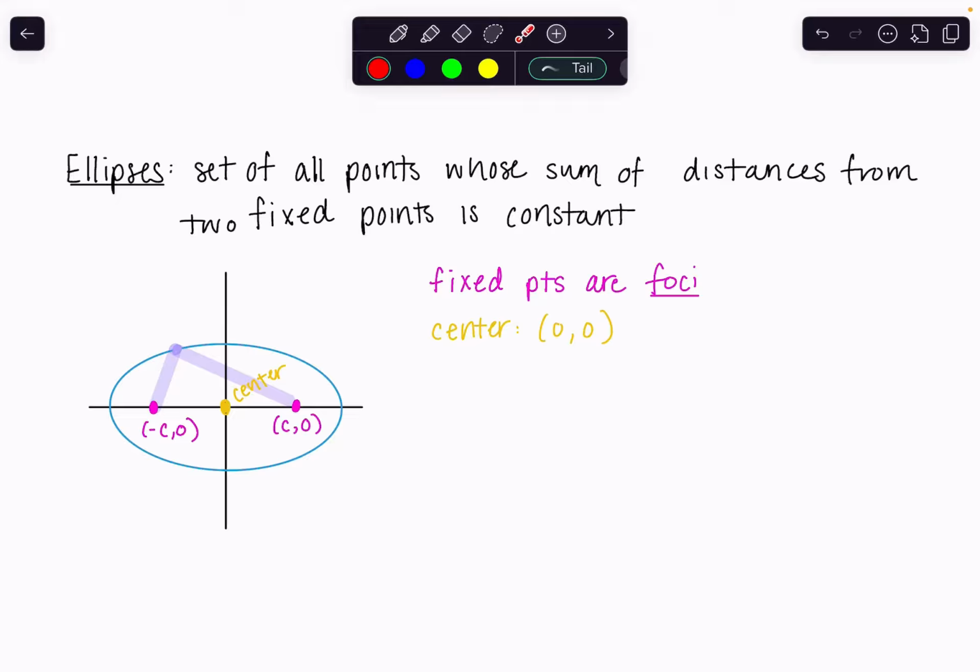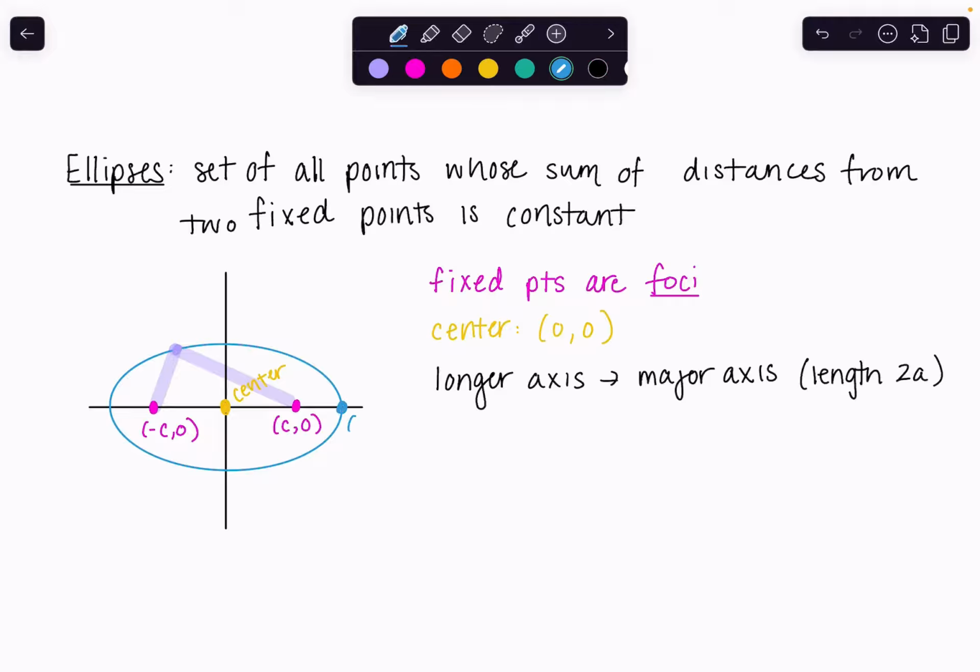And then we have two axes. So I no longer have a single radius. I have two different distances that define the x and y direction. The longer of these two is called the major axis. And the length of this is going to be 2a. So these endpoints here would be positive a, 0. And this would be negative a, 0.